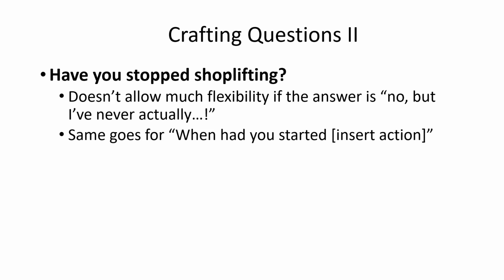So actually, this is an interesting tool in general: assuming someone does something can help increase their likelihood of saying they actually do it. So when had you started insert action? It basically presumes someone has done something, and it may be useful if you want to encourage people to talk about something they may be embarrassed to talk about, because it may imply it's a little more normal in the sense that it's assumed that they may have done it. On the other hand, like the question above, have you stopped shoplifting, it can lead to bad data because people may embellish to give you the answers they think you want.